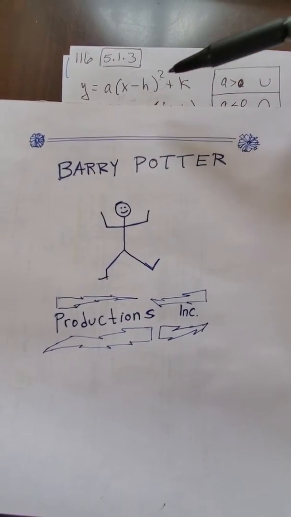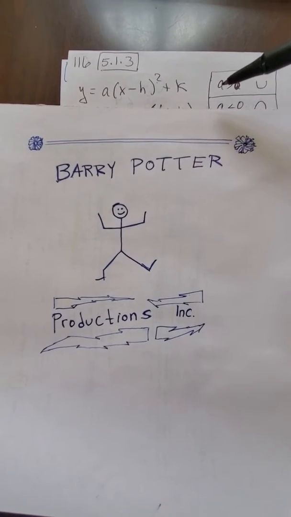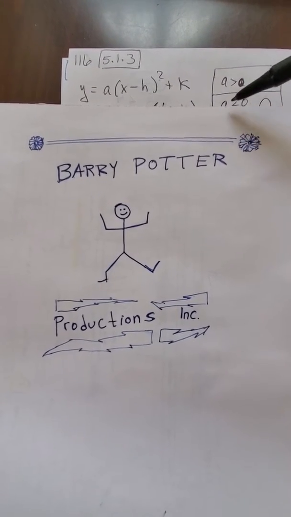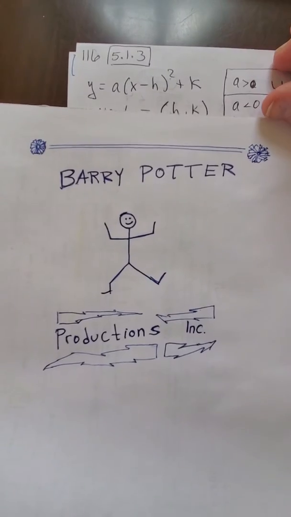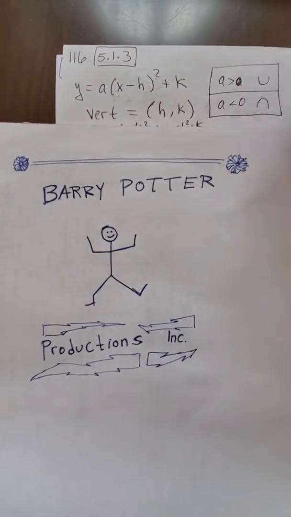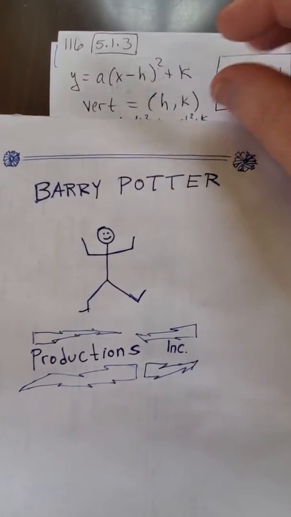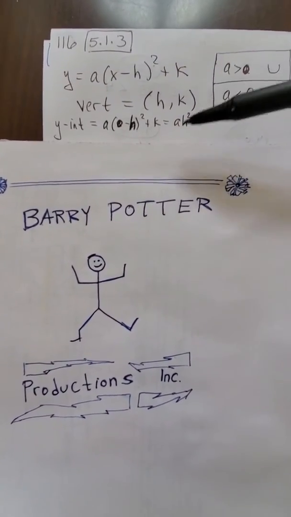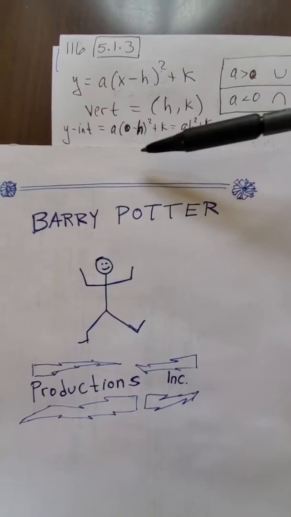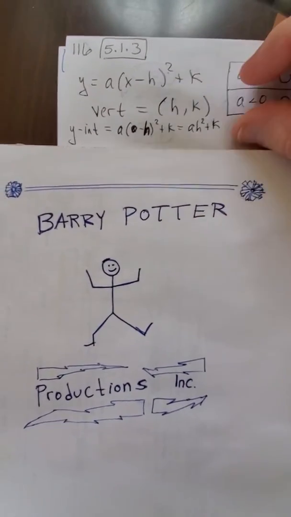And just like before, it's the same a as we had before. And if a is positive, we have a happy parabola. If a is negative, we have a sad parabola. The advantage of writing it this way is that whatever h and k are, that's automatically our vertex. Our y-intercept is going to be a h squared plus k, and I get that by plugging 0 in for x.